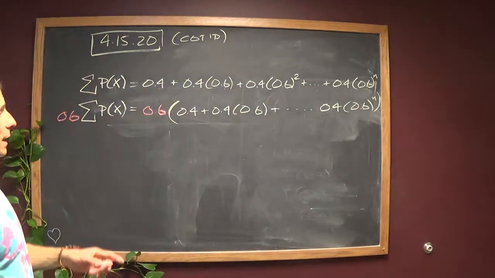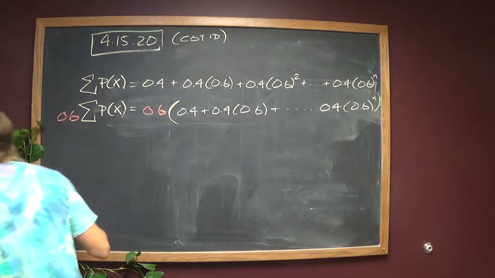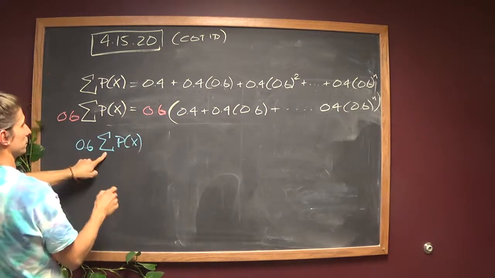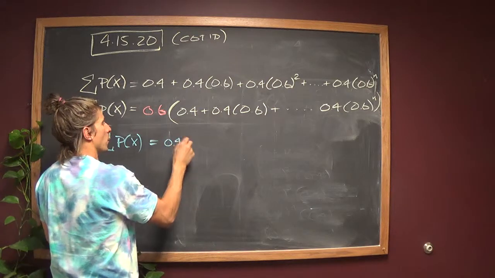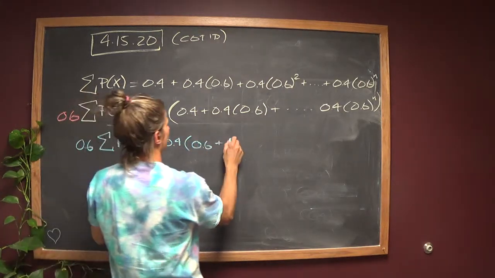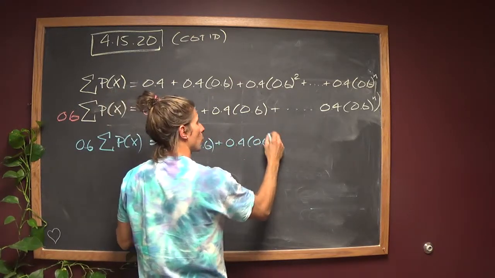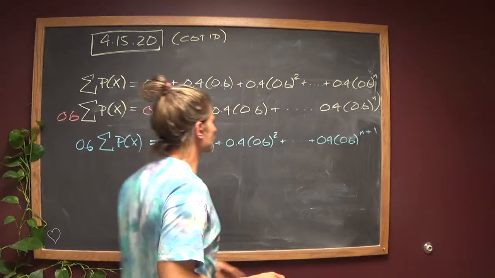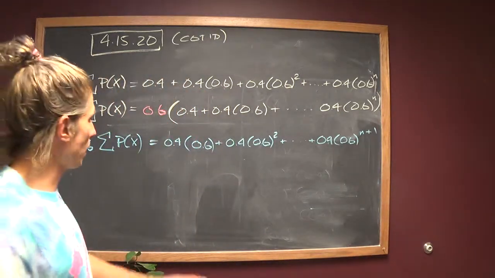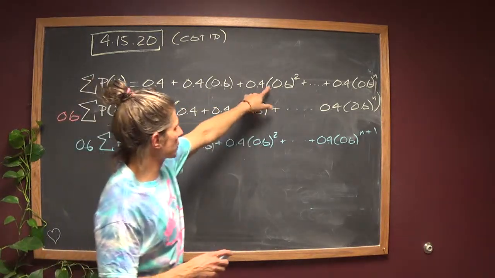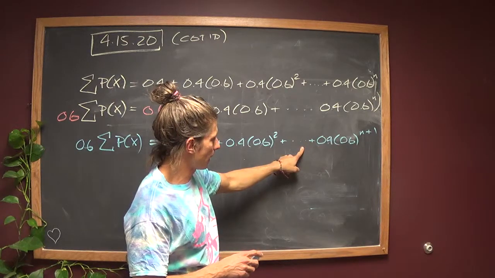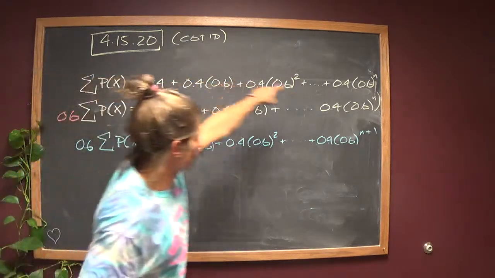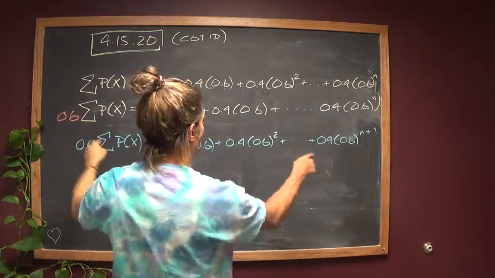And what you end up getting, if you distribute those 0.6s, is, and I'm going to write this in blue, 0.6 times the sum of the probabilities that you want equals, now watch this, 0.4 times 0.6 plus 0.4 times 0.6 squared plus dot dot dot plus 0.4 times 0.6 to the n plus 1. Now, why is this interesting? Why would we care about this? Well, if you notice, this term is the same as that term. This term is the same as that term. This term would be the one right before this one. So what we can do is take this equation up here and subtract it from this equation down here.